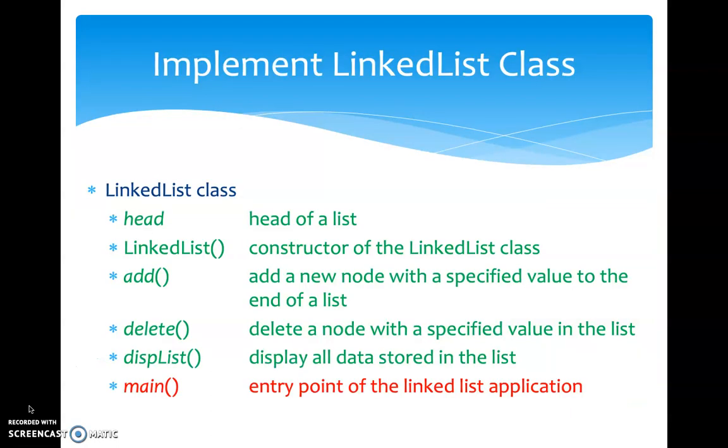So far, we have implemented the essential components of the linked list class, including the head of the list, constructor of the linked list class, add method, delete method, and display list method. In order to instantiate a linked list class as an object, we must start from the main method, which is the entry point of the application.